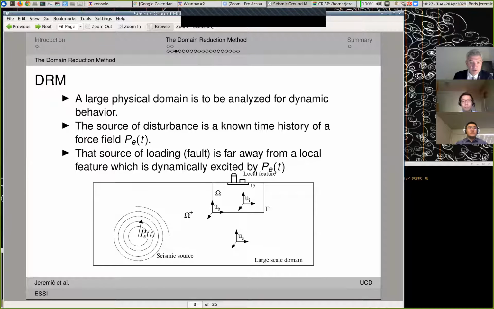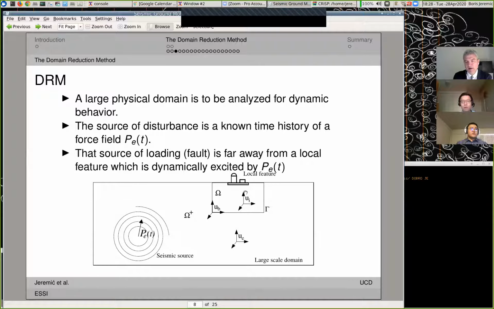plant. Let's say that we know the forces at the seismic source. This is usually known by seismologists, by geophysics people. There are different models of how to predict the actual forces acting in the fault zone, and let's say that loading, that fault, is far away from our local feature, which is now defined as a building and surrounding soil that is within a boundary gamma.